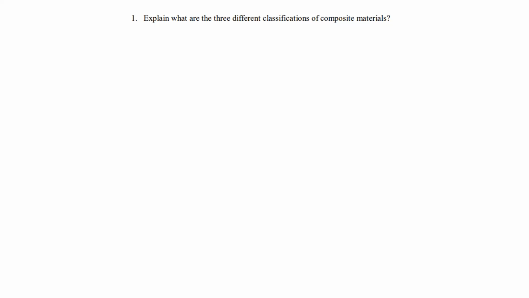It's pretty straightforward. So question 1, explain what are the 3 different classifications of composite materials. Now, before we talk about the classifications, can anybody tell me the 3 components of a composite material? Anybody has any idea what are the 3 components of composite materials? So composite materials are made up of the matrix, the bonding agent, and the reinforcing member, and then you have the interface between the two. So those are the 3 major components of composite materials. And those are the 3 components that determine the material properties of said composite.